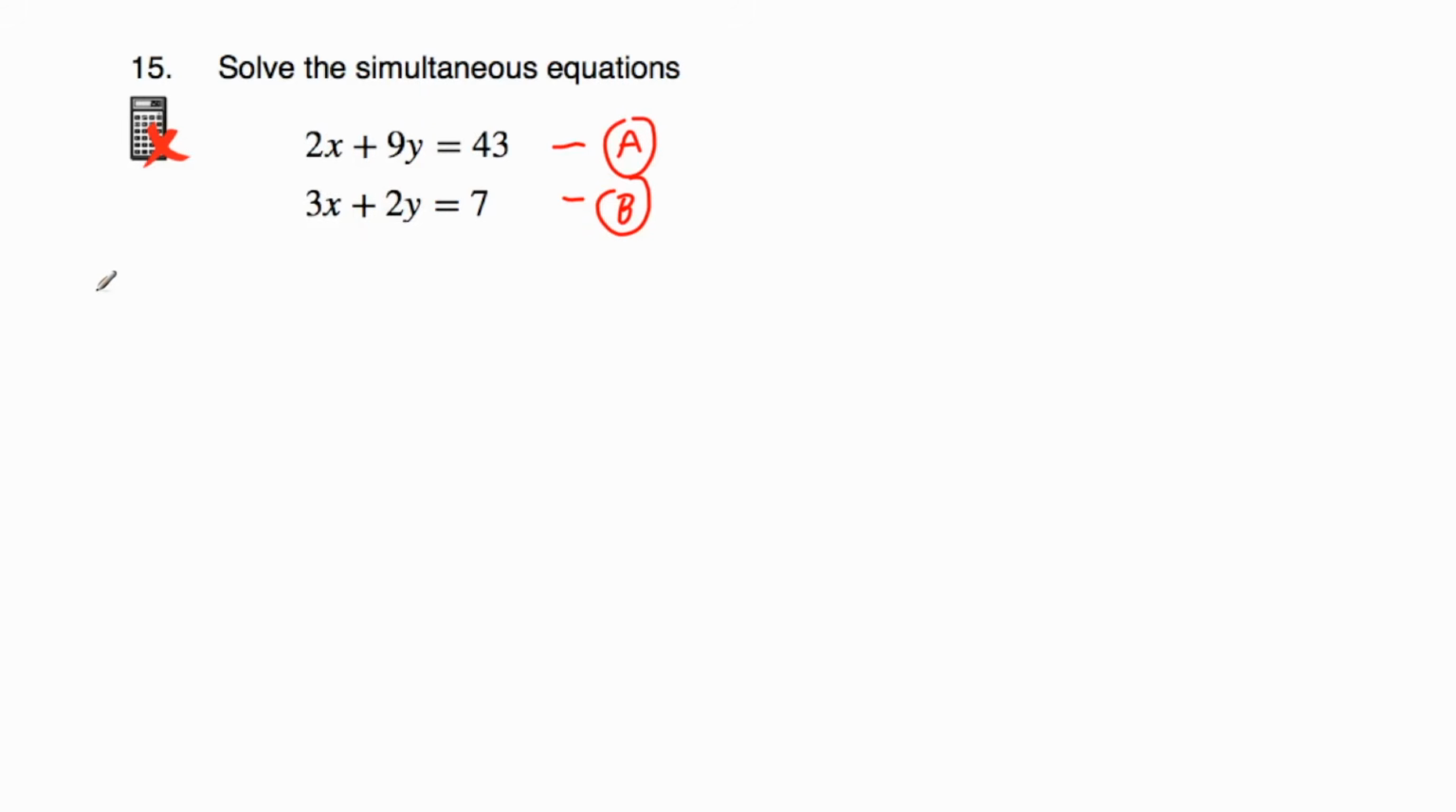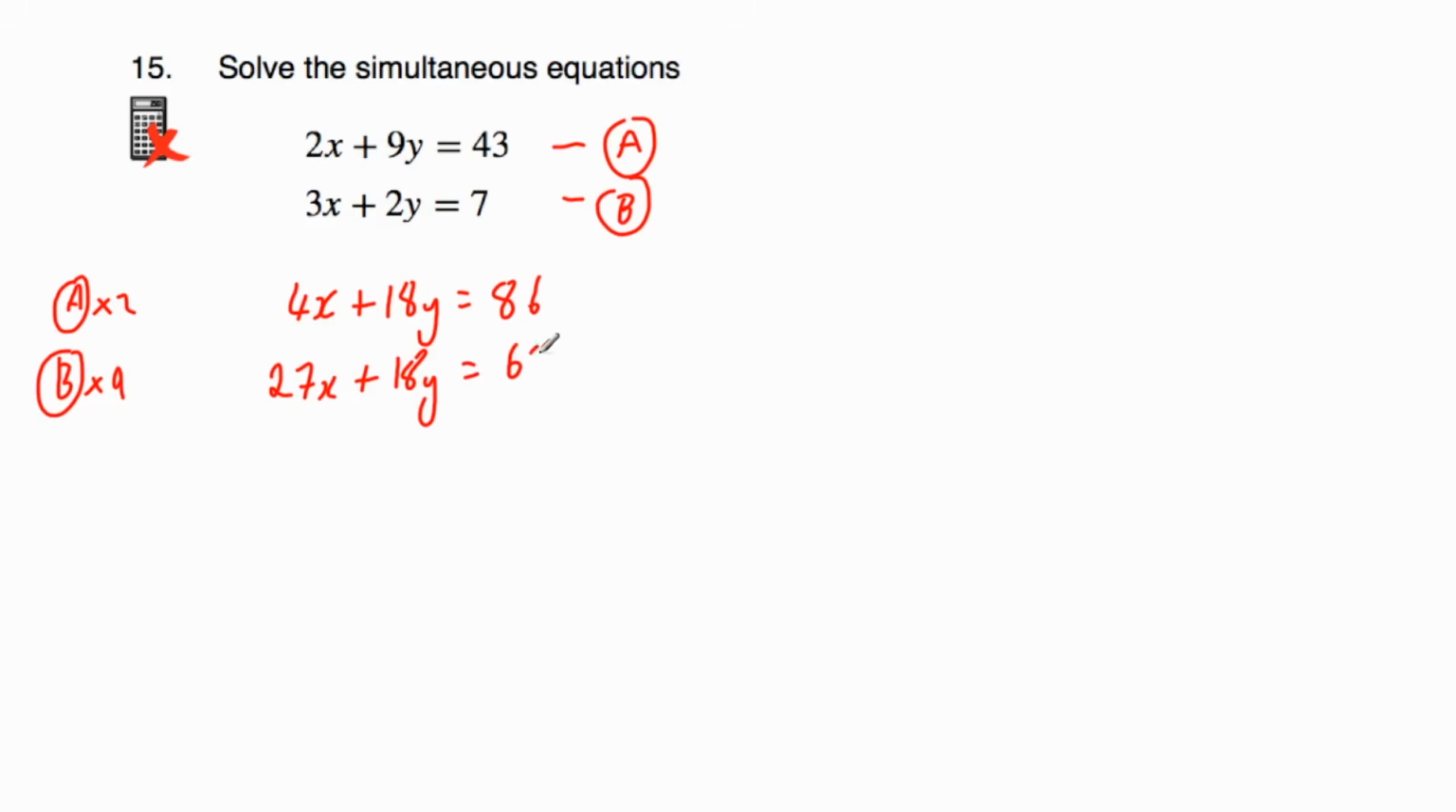So what I'm going to do is multiply top equation A by 2, and if I multiply everything in A by 2, that would give me 4x plus 18y equals 86. And then if I multiply equation B by 9, that would give me 9 times 3x is 27x, 2y times 9 is equal to 18y, and 7 multiplied by 9 is equal to 63. So we've multiplied equation A by 2 and equation B by 9.